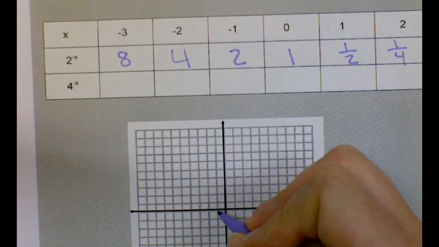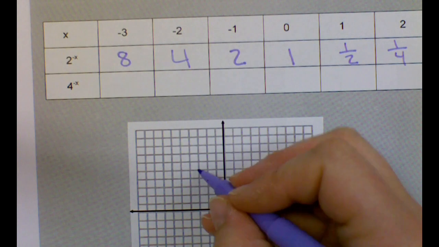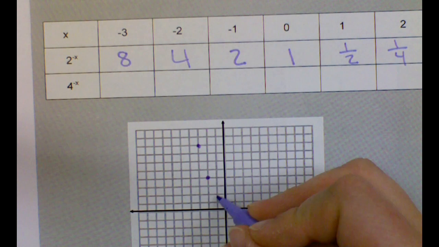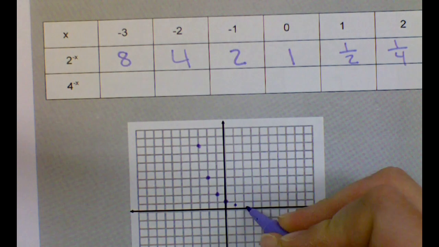So let's see here. 1, 2, 3, 8, 4, 2, 1/2, 4.